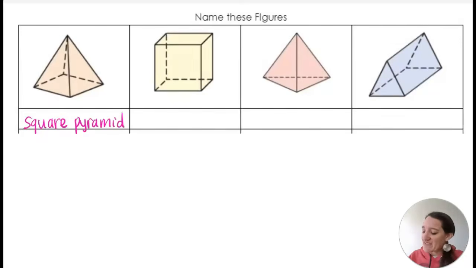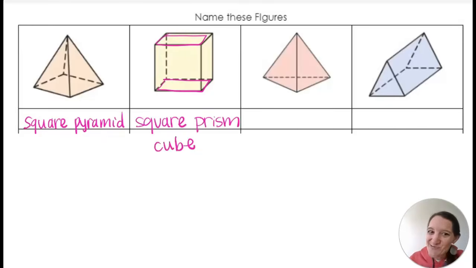Cool, huh? The second one is, we have a square again right there. A square, but this time it doesn't come to a point, does it? We have another square right there. So it's either called a square prism. A square prism is called a cube. That's the one that kind of has its own unique name because we see it so often.